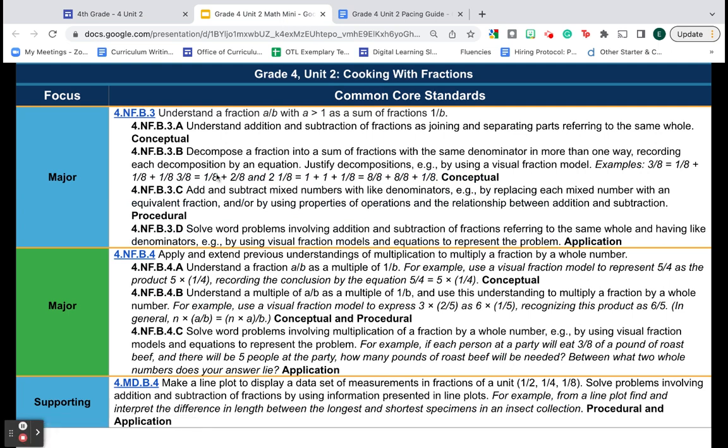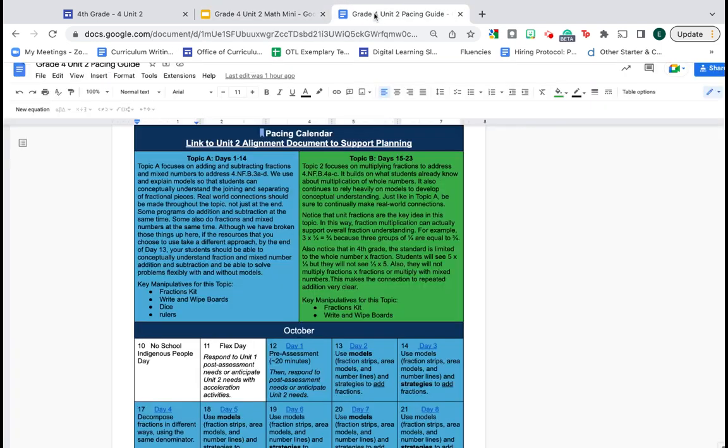You'll notice that we have standards for topic A that are all about adding and subtracting fractions, as well as about line plot addition and subtraction. For topic B, we have standards all about multiplying fractions. Let's take a look at the pacing guide to think about that more deeply.